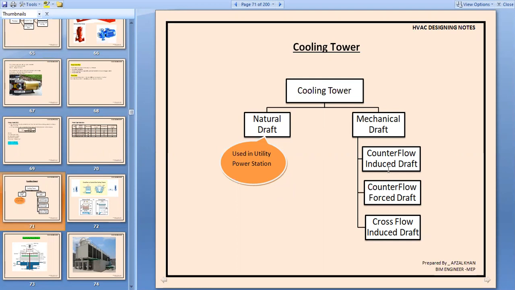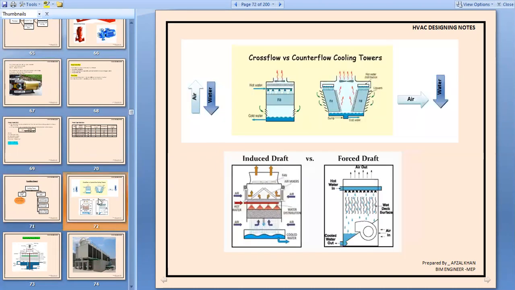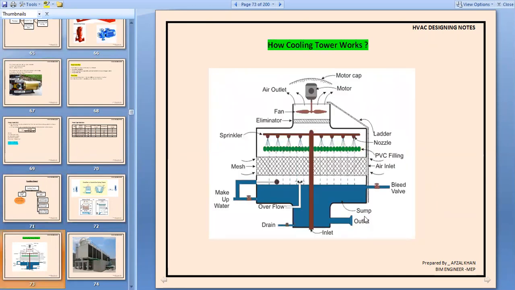So this will have some terms and terminology. What is this counter? What is this induced force? All this I'll discuss. What is the difference between these? All I'll discuss in the next slide. But before this, I'll just cover the working of this cooling tower, because it will be easy to understand that. So firstly, I'll cover the working of your cooling tower.